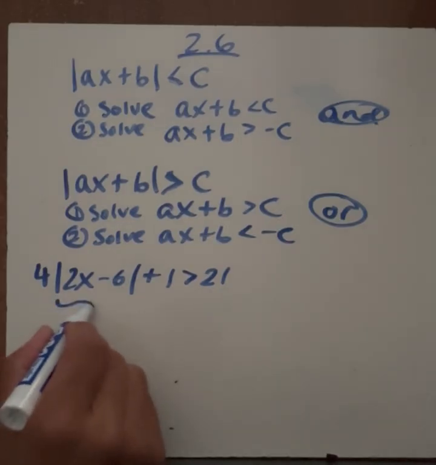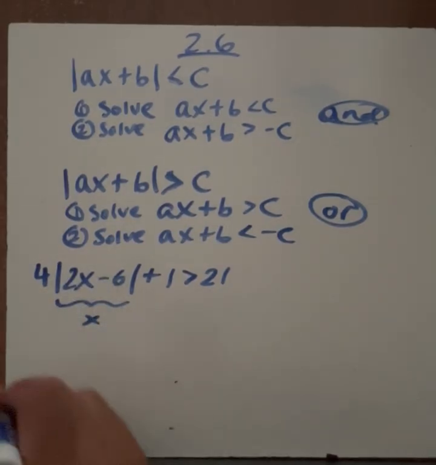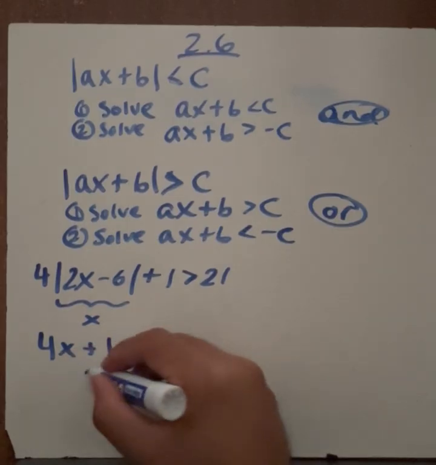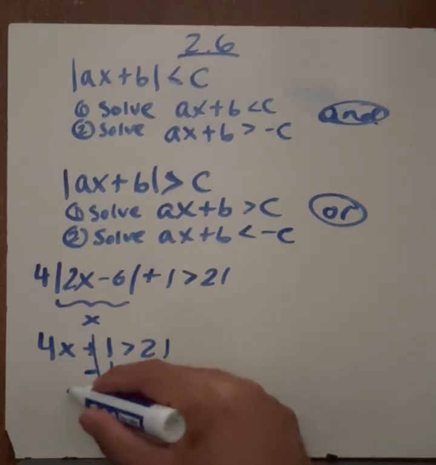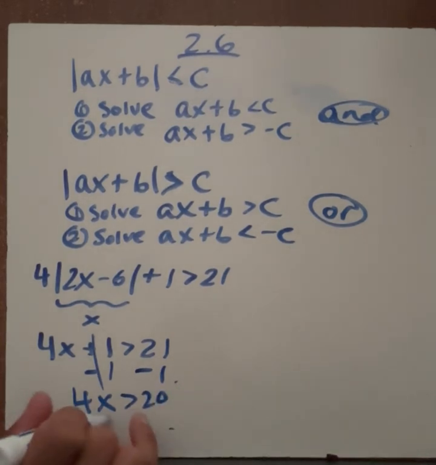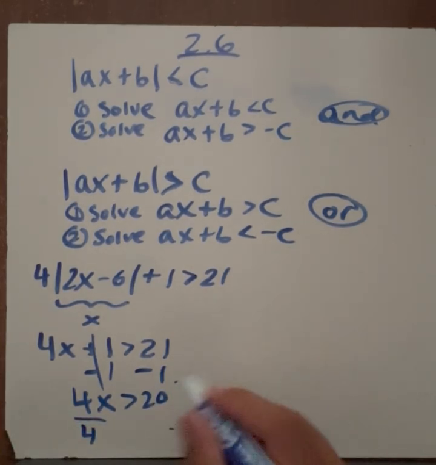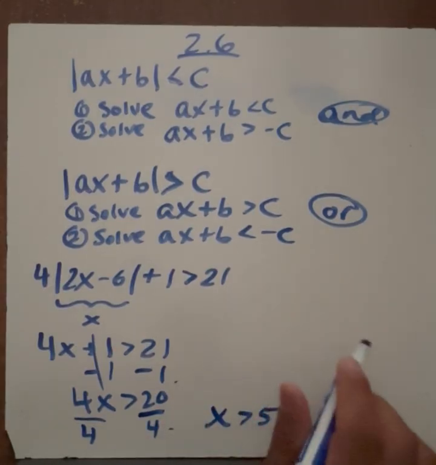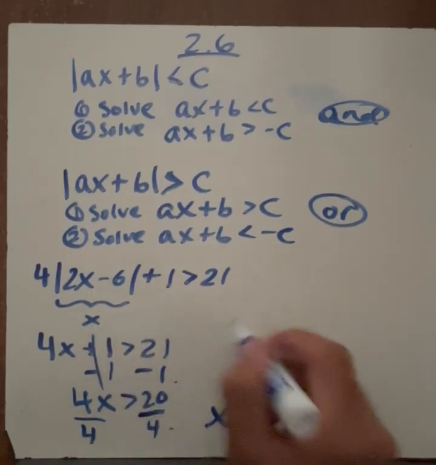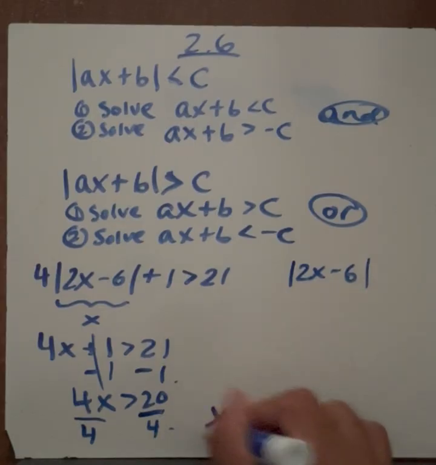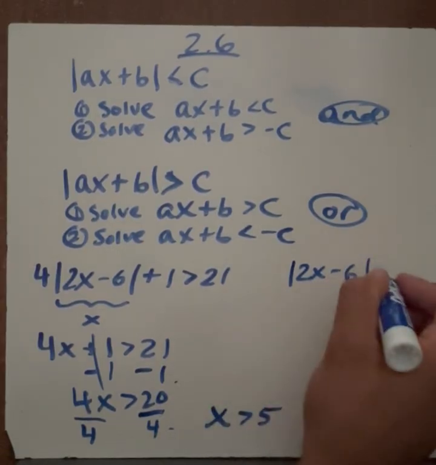What I'm going to say is I'm going to treat the absolute value as x, and I'm going to get this stuff by itself. So how do we do that? We've been doing that. So 4x plus 1 is greater than 21. If we subtract 1 from both sides, this becomes 4x is greater than 20. And if we divide both sides by 4, we get x is greater than 5. So we said that this was x. So we're going to say that 2x minus 6 is greater than 5.